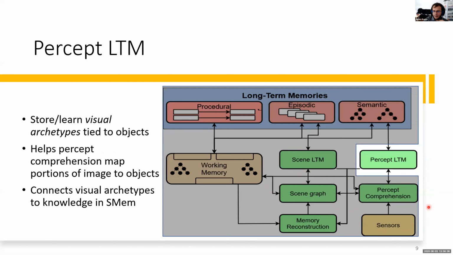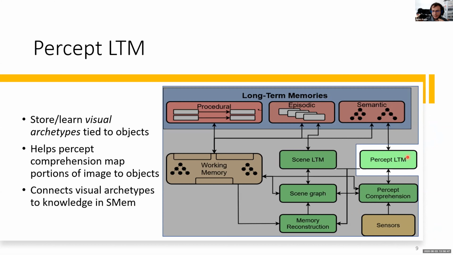And then obviously percept comprehension would store certain percepts in long-term memory. The way that I'm envisioning this, at least, is visual archetypes tied to objects or entities or concepts. So rather than storing just a huge sequence of images, you would have the idea of what a ball looks like, what a cube looks like, what a Lego brick looks like, which you can link back and forth to from semantic memory, and which can be used to inform percept comprehension of what it might be seeing from the sensors.